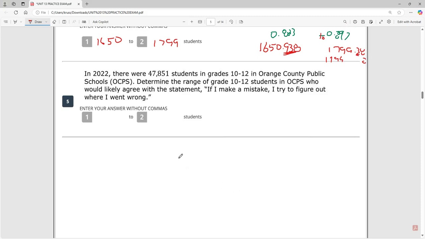So here's a very similar thing. Right. There were 47,851. It's more early morning still. That's my n value. That determines the likely degree of the statement. If I make a mistake, I try to figure out what went wrong.